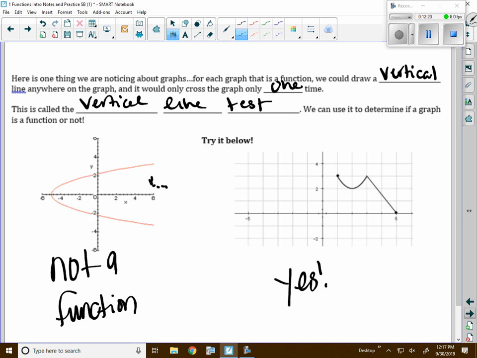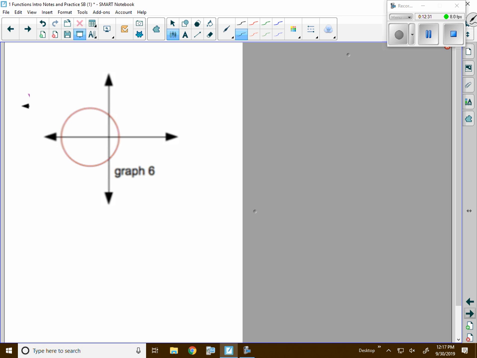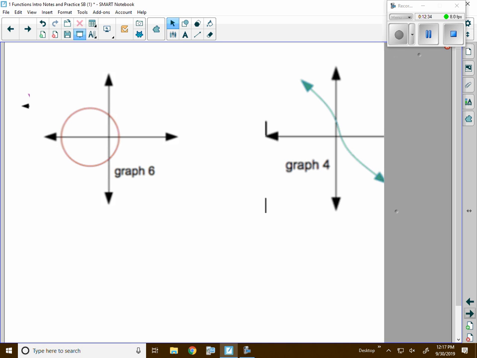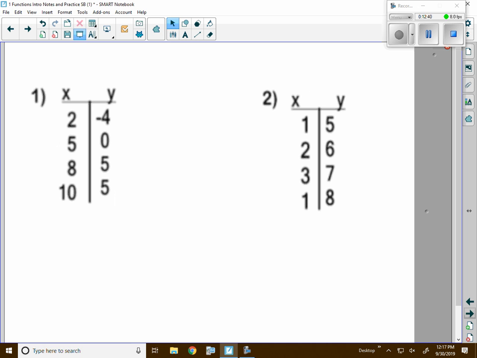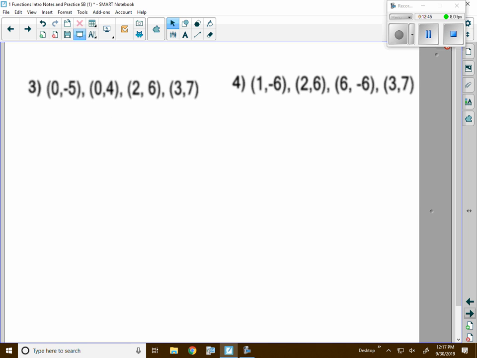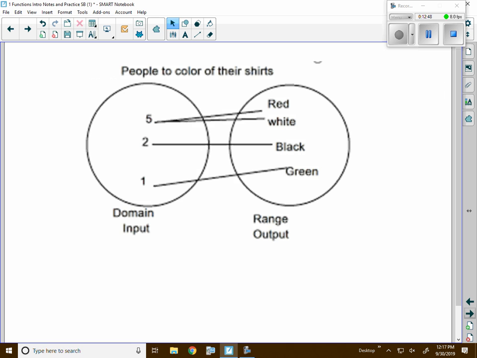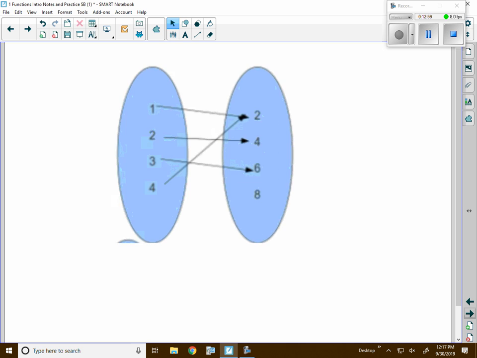I just want you to look up here. We're going to pause for a second, and you're just going to say yes or no, function or not a function. Maybe. Function or not a function? No. Yes, good. Good. Good. Good. Why? Yep, 5 goes to red and it goes to white. Very good. No, 5 goes to 3 and to 5, right?